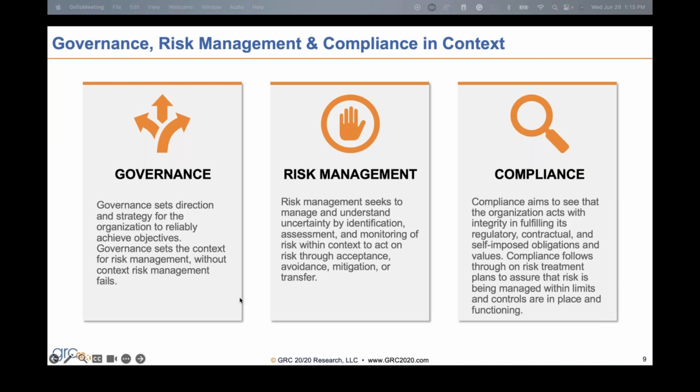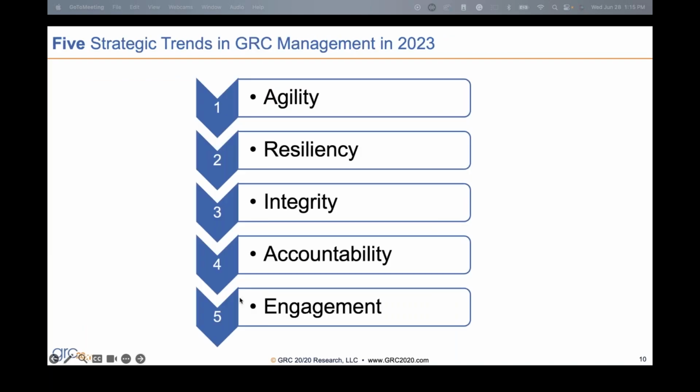Risk management is completely dependent on compliance and control functions to make sure that the controls that were identified in that risk assessment that are needed to mitigate that risk to an acceptable level are actually implemented and operational in the organization. So compliance aims to see that the organization acts with integrity in fulfilling its regulatory, contractual, and self-imposed obligations and values. Compliance follows through on risk treatment plans to assure that risk is being managed within limits and controls are in place and functioning.